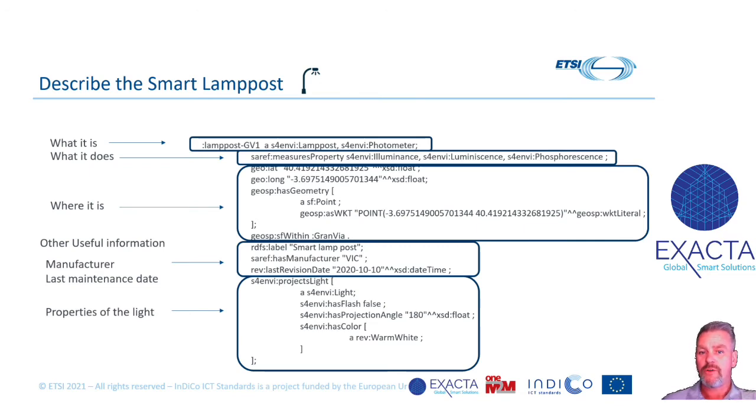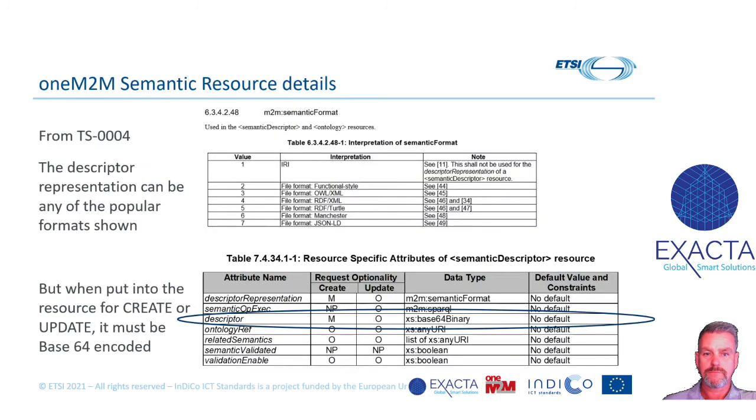The resources that I mentioned earlier can contain semantic descriptions. A semantic descriptor resource is a child of those resources. Therefore, there can be multiple instances of the semantic descriptor child resources. Now, let's go into details. Let's go even deeper into the details to create a semantic descriptor resource.